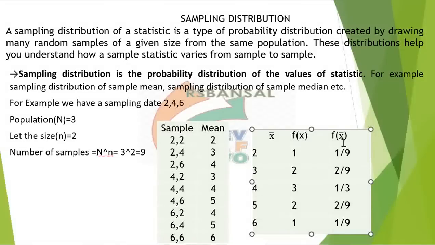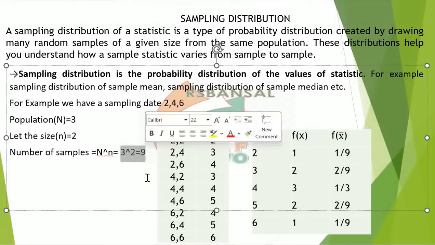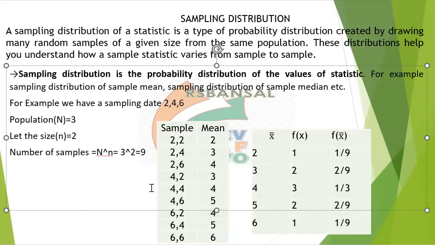Then f. The total number of samples is 9. So the chance that 2 will come is f divided by the number of possible outcomes, 1 upon 9. This will be 2 upon 9. This will be 3 upon 9, which means 1 upon 3. Similarly, you can find the probability for the rest.